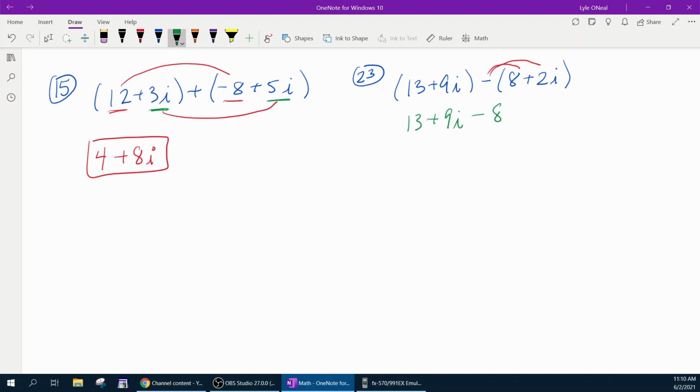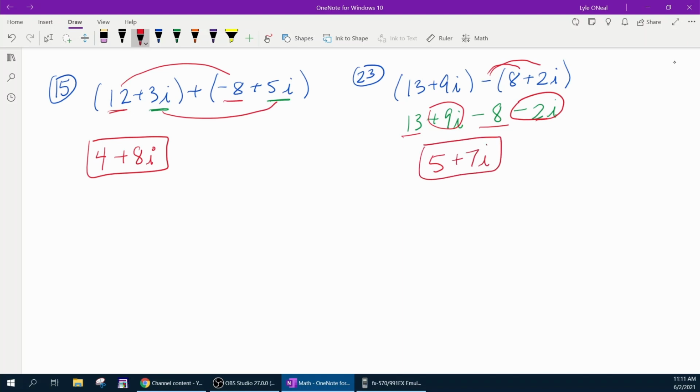That'll become minus 8 minus 2i. And then you just CLT, combine like terms. 13 minus 8 is 5. Positive 9i minus 2i is positive 7i.